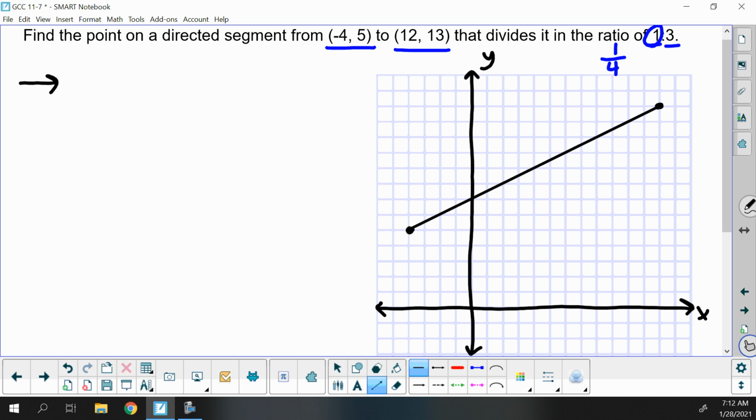So you can either count, or -4 to the y-axis is 4, and then you got to go 12 more, so that's 16 to the right. 5 to 13, that means we are going up 8. We said we had 1/4, so we're doing right 16 times 1/4, and up 8 times 1/4. Stick those in the calculator, and we get that we're moving right 4 and up 2.